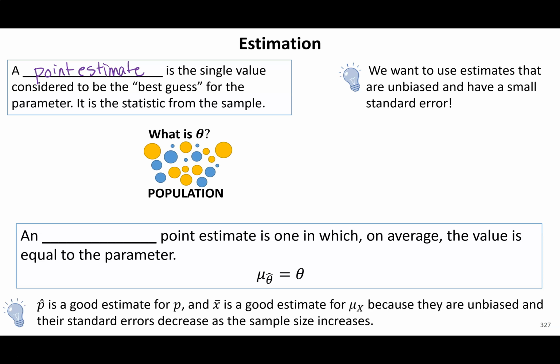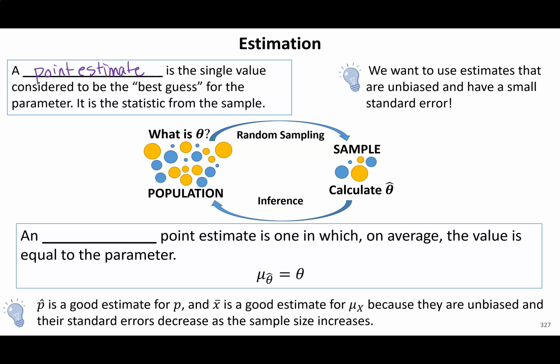So if we have a population and we want to know, hey, what is theta or what is mu, more likely in this class, take a random sample. Once you have that sample, calculate x bar or theta hat here, and then make your inference back to the population. So make your statement, tie it back in.